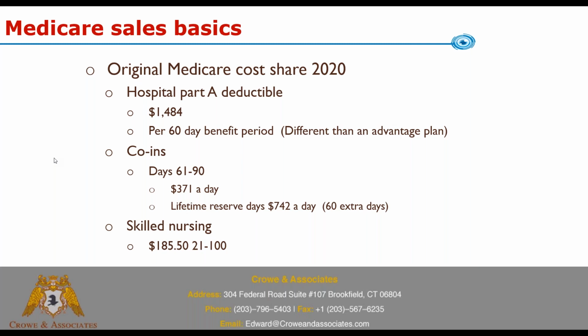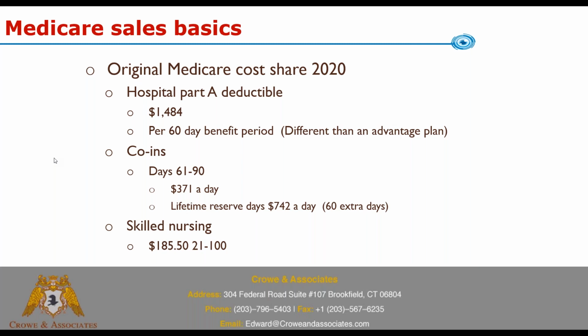So the hospital Part A deductible is $1,484. Keep in mind that's per admission with the 60-day benefit period. What that means is if you're on Medicare Part A, when you go to the hospital and you're admitted, you're going to have a deductible of $1,484. Let's say you're admitted for 3 days, you pay $1,484 and you come out.